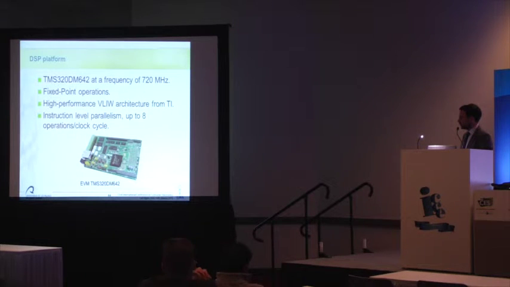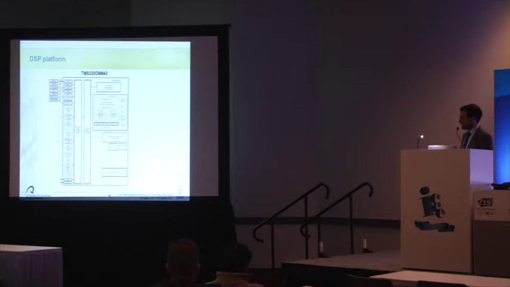And the most interesting thing about this architecture is that it is based on a VLIW architecture. This is a very long instruction word architecture, so there is parallelism at the instruction level, and we can execute up to 8 operations per clock cycle, which is quite appropriate, as we will see. This is the general diagram. Okay. This is the data path.